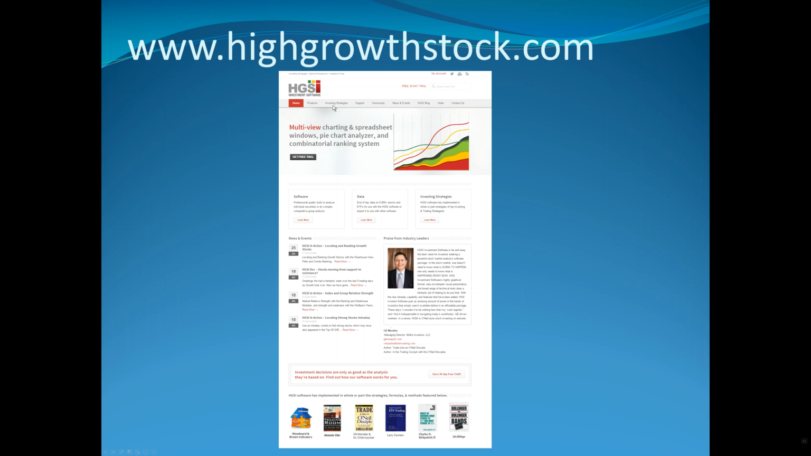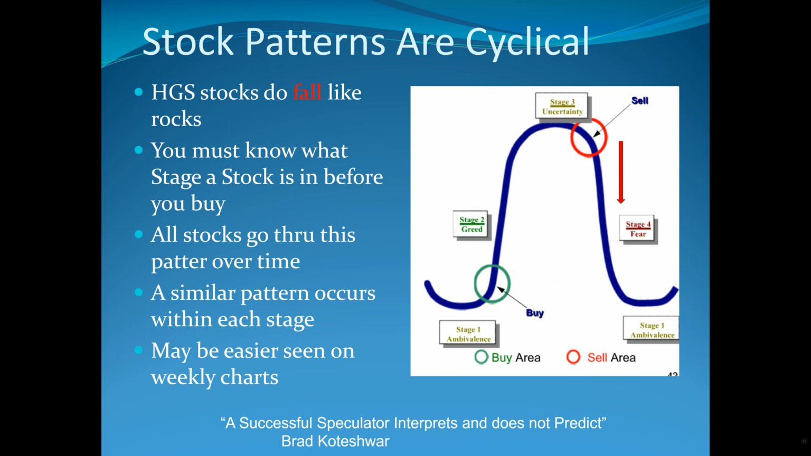Under investing strategies, you'll see hundreds of movies by myself and others. Stock patterns are cyclical. HGSI stocks have a tendency to go up like rockets and fall like rocks. You saw that on Thursday or Friday. And again, age-old story. Are we about to begin stage 4 with a significant sell-off, or do we have maybe 4 to 7% to drop, which will still be painful, which would be sort of the low road scenario that I talked about last week?